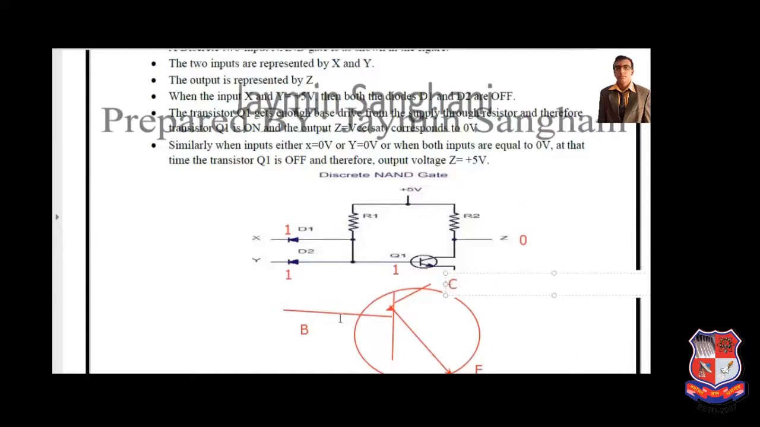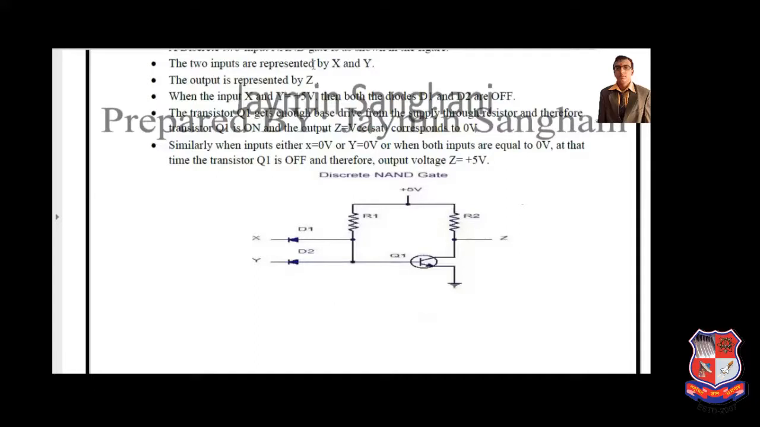So here, if we apply 1, then here 1. Here we apply the 1. Then here we can get also 1, but here we can get 0 volt. At collector terminal we can get 0 volt. That's why in NAND gate, if 1 1 is applied, then output is 0. So it is known as NAND gate.